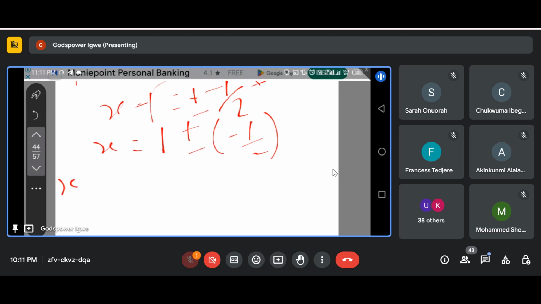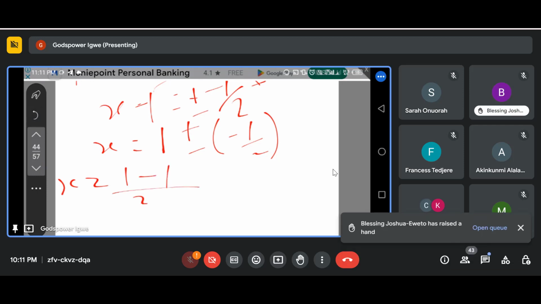Okay, let's do this now. So x is equal to, the first one will be 1 plus. Plus times minus is going to give us a negative sign there. So this will be minus 1 all over what? 2. And if you check that very well, what will that give us? It will give us 1 minus 1 is what?